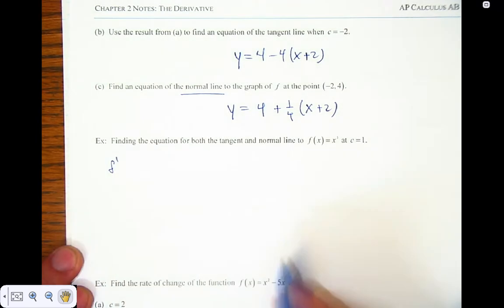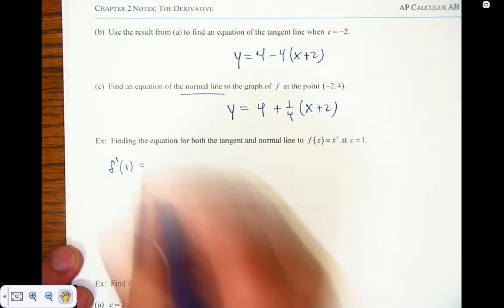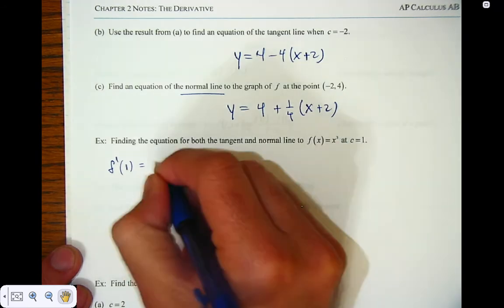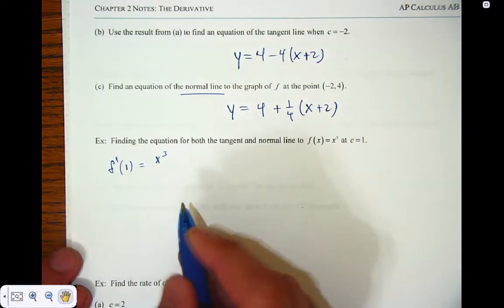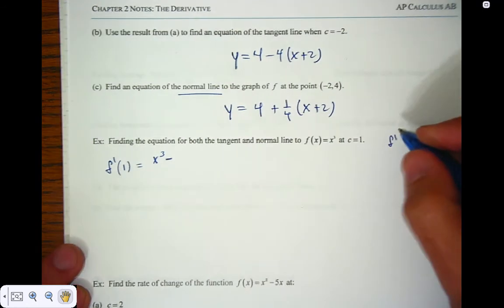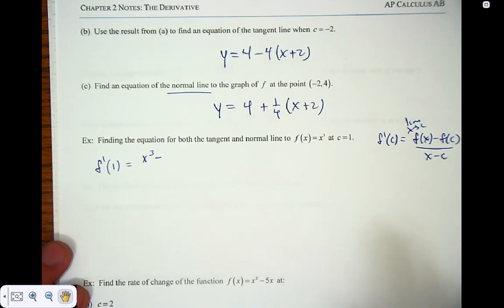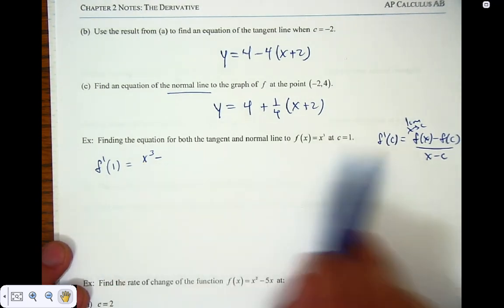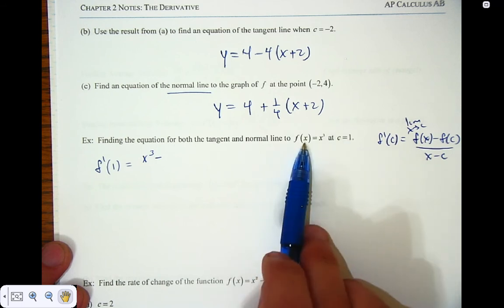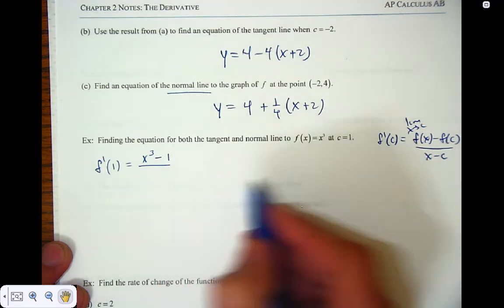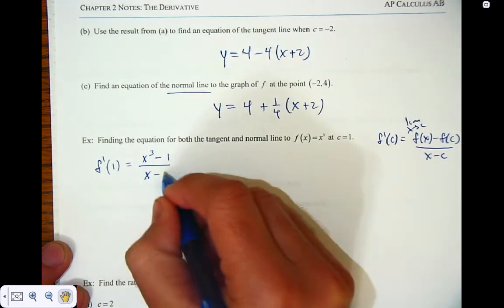So you need to find f prime at c, which is f prime at 1. Well, what does that equal to? That is equal to f of x, which is x cubed, okay, minus f of c. So I'm using this. It's on the front. I'll just rewrite it here. And it's the limit as x approaches c. Okay. All right, so we've got our x cubed, which is f of x, minus f of c. Well, what's f of c? F of c is f of 1, or 1 cubed, which is just 1, all over x minus c, or x minus 1, because c is equal to 1.